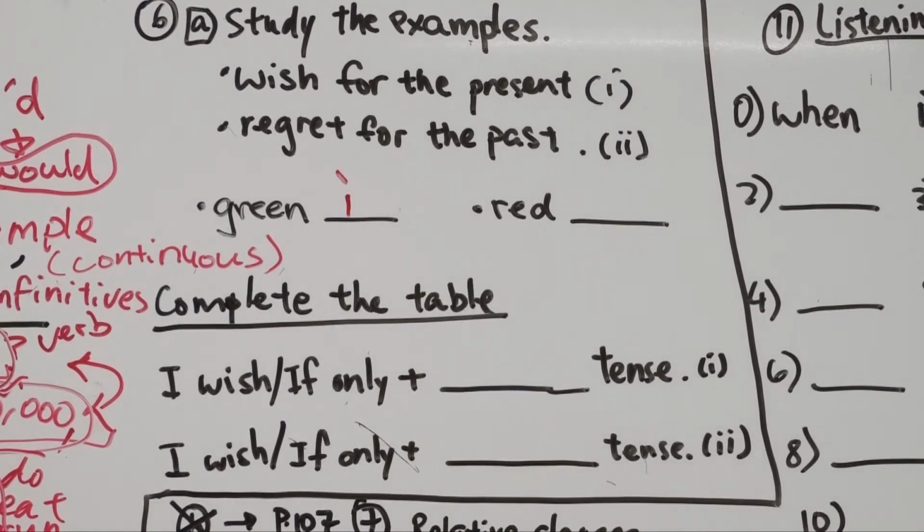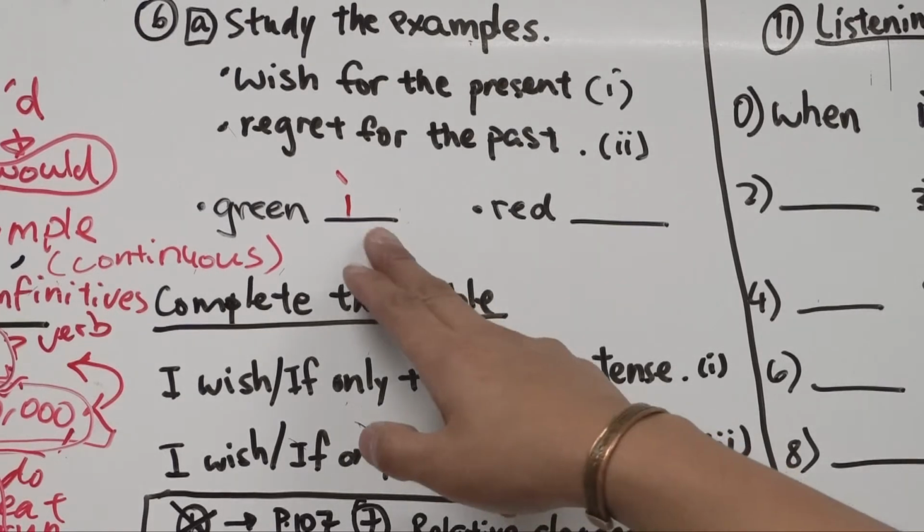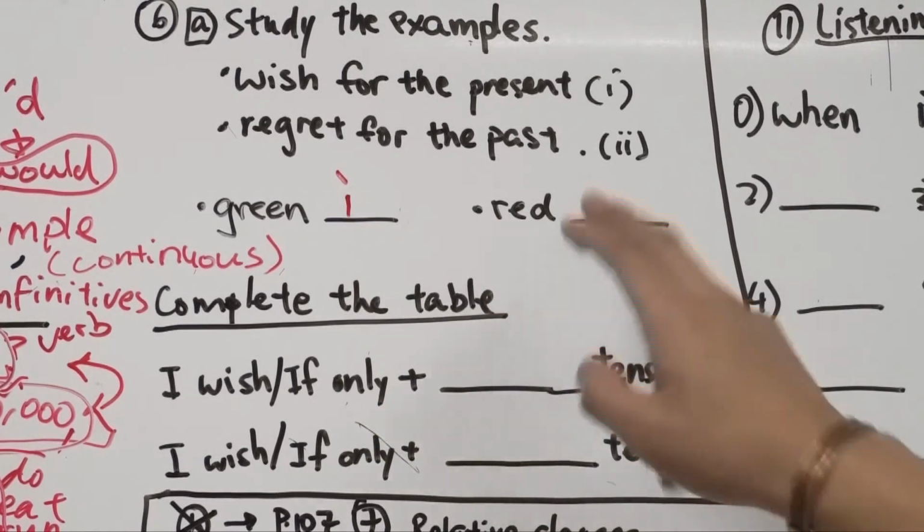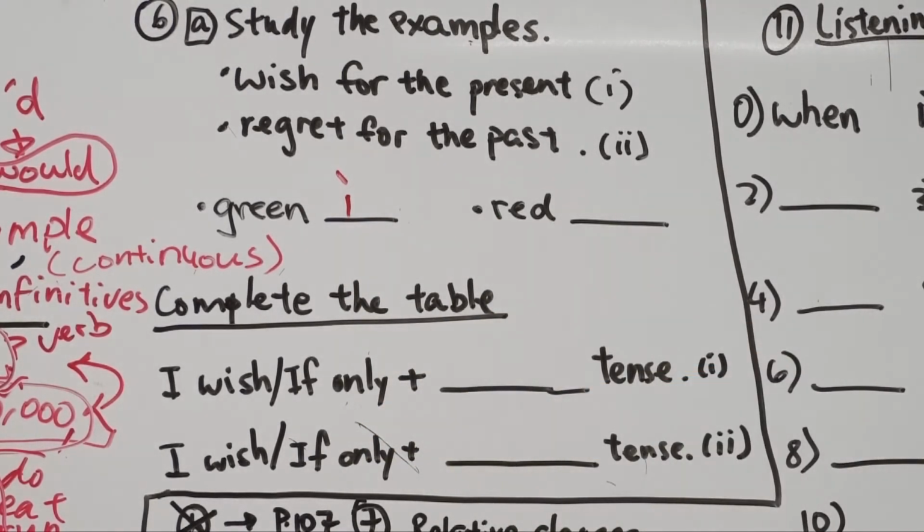I wish I had some friends. Even if we're using past tense, it's talking about now. I wish I had gone out with my friends today. See? Present tense, right? So past tense for the present, right? Because it's conditional. What about the red one? Is it regret for the past or wish for the present? Regret for the past.